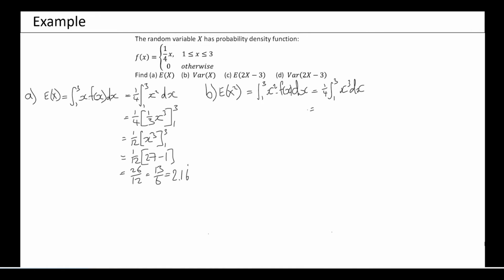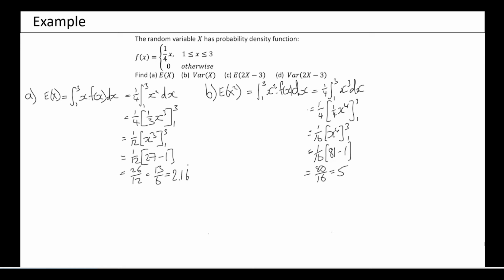Okay, so I've got 1/4 on the outside. Inside, I'm going to get 1/4 x to the power of 4. Factorize out the quarter. We've got 1/16 x to the power of 4, and we're working with limits 3 and 1. So 3 to the power of 4, 1 to the power of 4, hopefully you can do those both in your head. That's going to give us 81 minus 1. So the expectation of x squared is 80/16, which is just 5.